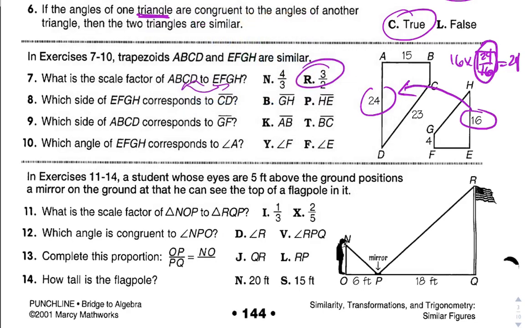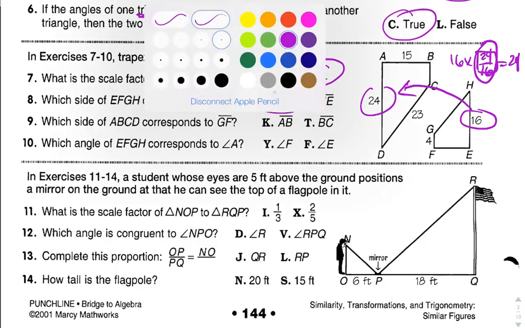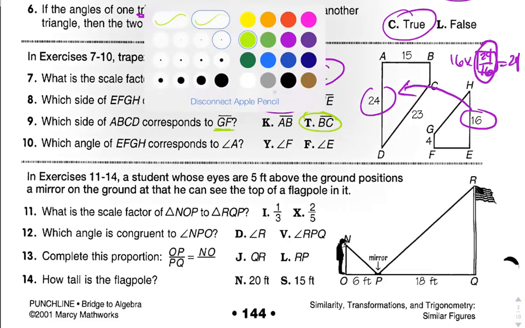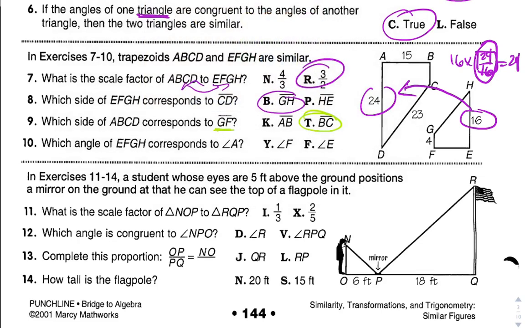And then side lengths, corresponds to CD. So if I put CD together, it should match GH. Okay. Then the next one says which side corresponds to GF. So here's GF or FG should be BC. Okay. And then we've got, let's do brown. Angle A, here's angle A, should match E. They go in order.